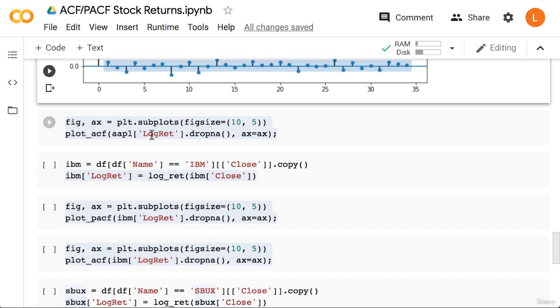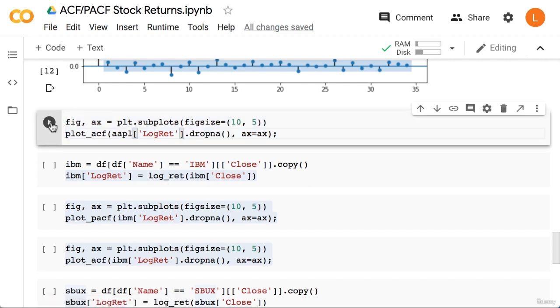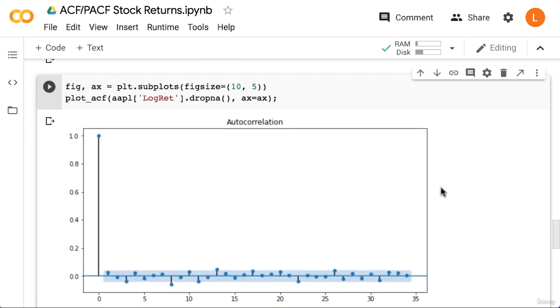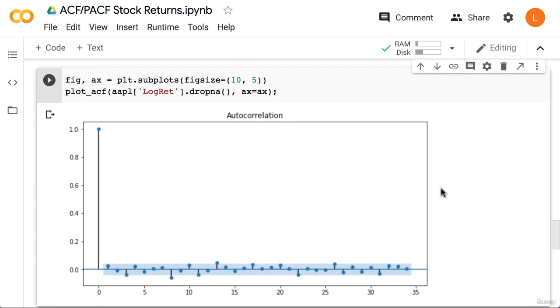Okay, so what about the ACF? Again, this looks pretty much exactly like the PACF, so we choose Q equals 0. So what do we conclude? If we go by the ACF and PACF method, we would conclude that Apple's stock price follows a random walk.